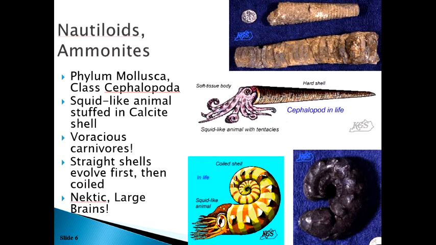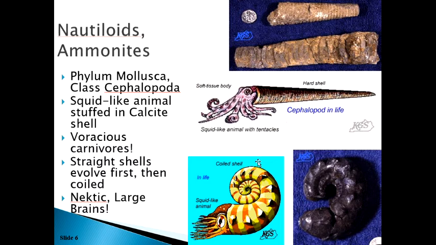A big group that comes along in a big way in the Middle Paleozoic are the nautiloids and the ammonites, and they are mollusks, and they are part of what's called the class Cephalopoda. Today we just have the octopus, the squids, and then the nautilus. But in the geologic past, there were a lot more of them. And they had these shells, and they either had these nice straight shells. See that octopus drawing sort of stuffed in that shell? And those came first, and then later they evolved a completely rolled up spiral shell. This would have been a better sort of swimming, operating, maneuvering in the water type design. And so that's why these forms evolved into those forms. Regardless, they were probably very voracious carnivores, just as octopus and squid are today.